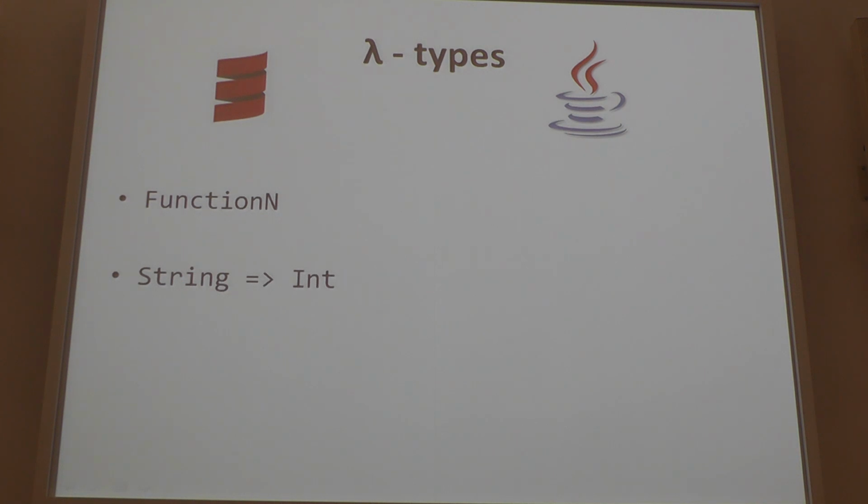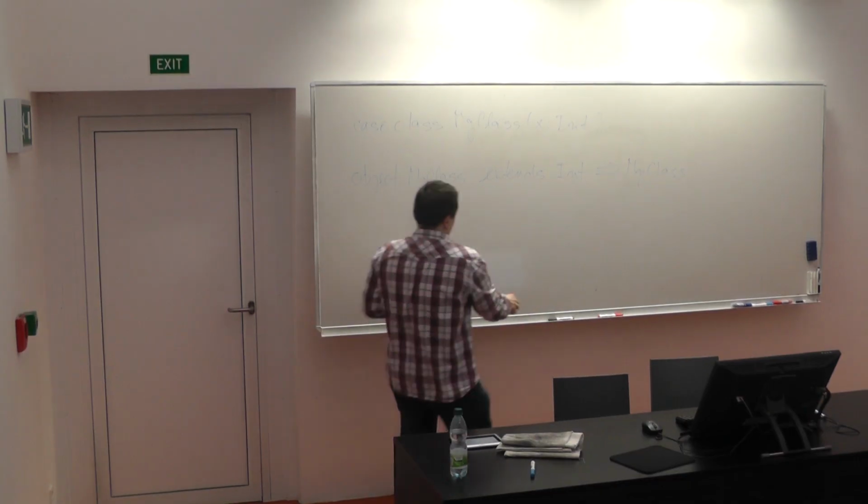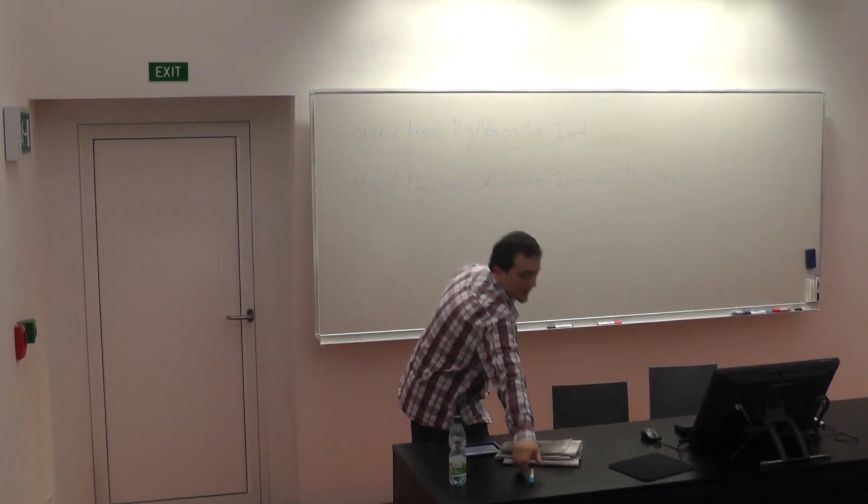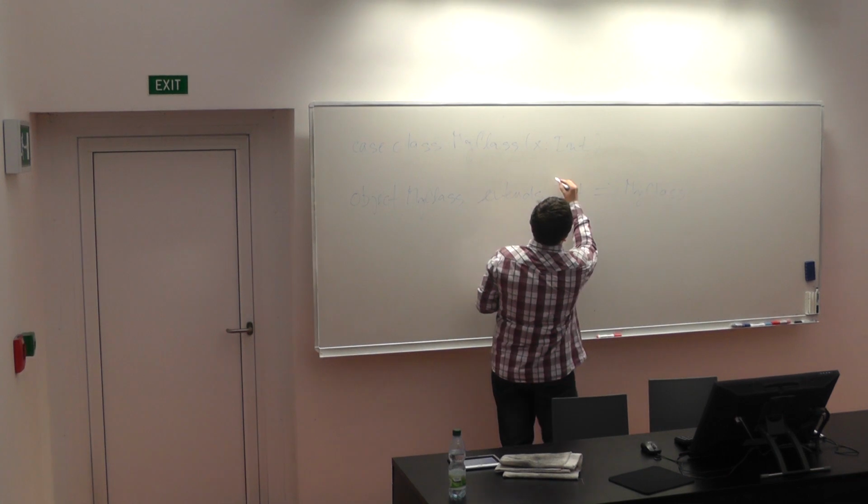And as I used in the example with the singleton object, you can use the nicer syntax where you put one type, the arrow, and another type, and that's a shorthand for Function1 that has two type parameters, String and Int.